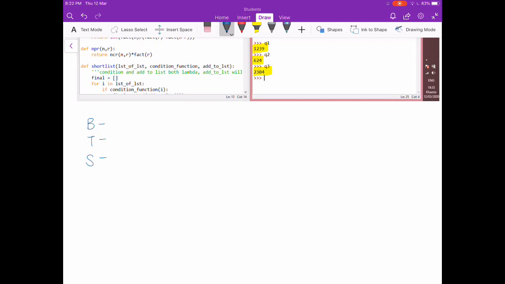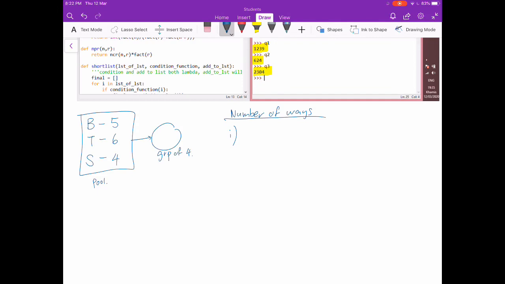Okay, for basketball, 5 people, tennis, 6, and squash, 4. This is my pool, not swimming pool. This is the pool of people to choose from. And I want to choose a group of how many? 4. Okay. So question 1 is, and now this is asking for a number of ways. Okay, part 1.